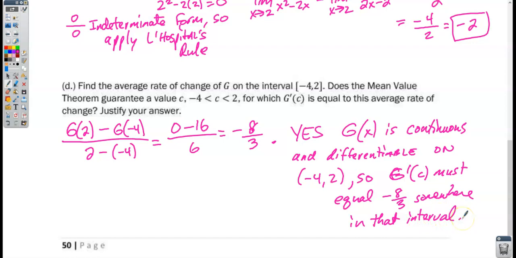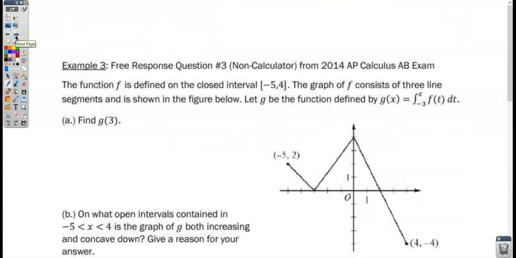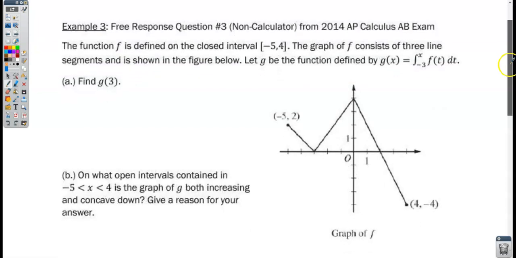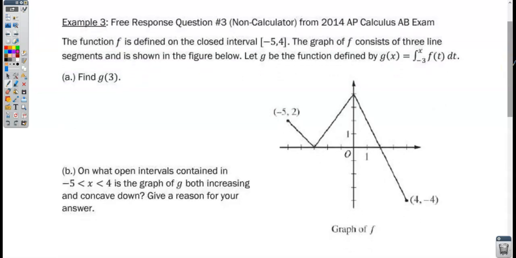All right, gotta keep plugging. I've got a little bit less time for our second example here. This is example 3. Free response question number 3, again a non-calculator question, this one from 2014. Again, we've got the function f defined in a graph. The graph consists of 3 line segments shown in the figure below. Let g be the function defined by g of x equals the integral from negative 3 to x of f of t dt. First find g of 3.